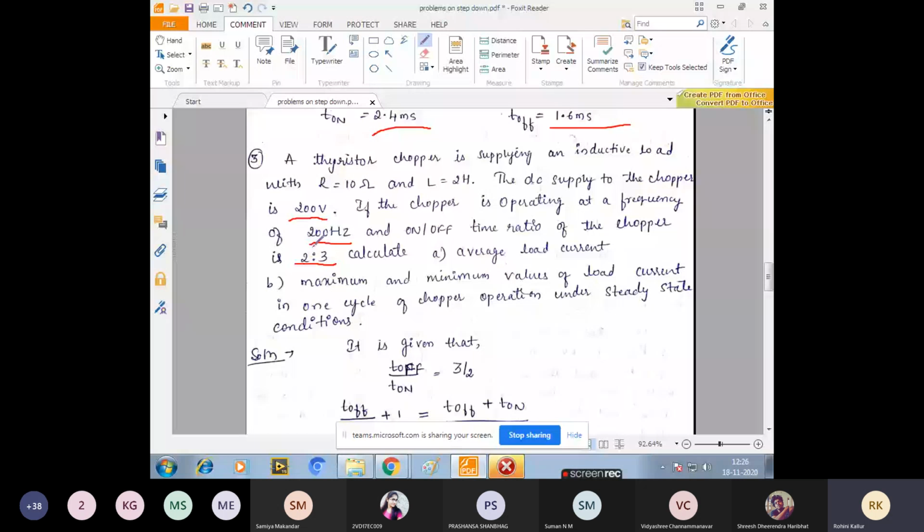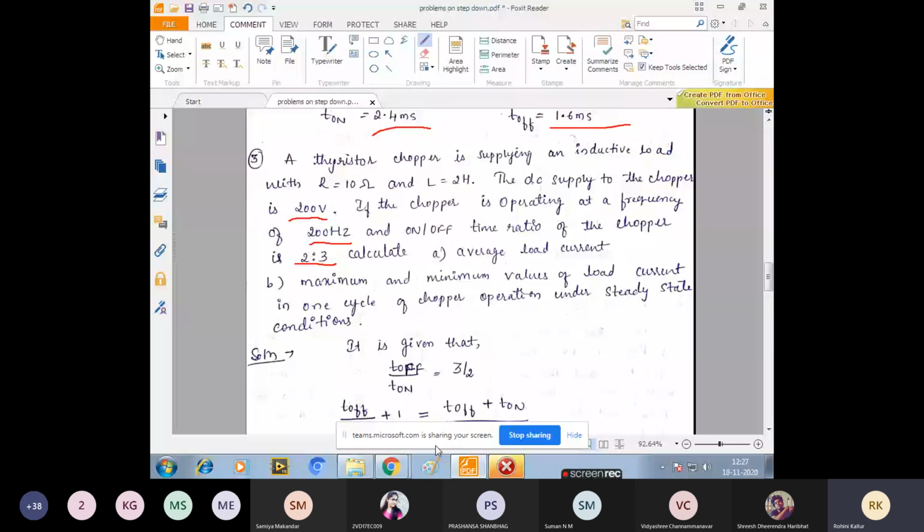So you need to calculate the average load current and also the maximum and minimum values of load current in one cycle. Then you need to check whether it is operating under a steady state condition. To do this, initially I will write down the given parameters. The given parameters here are R, L, Vs, F, and then T on by T off. You'll write down all those things.